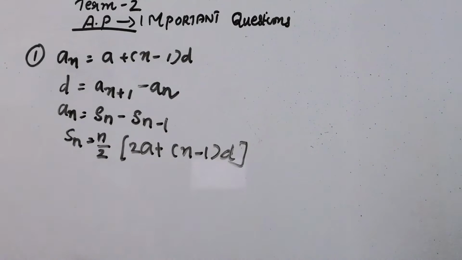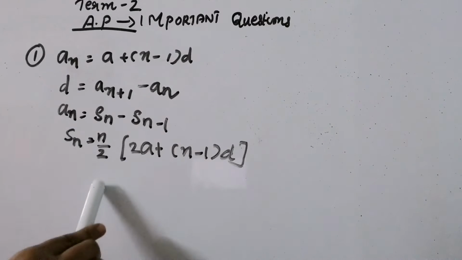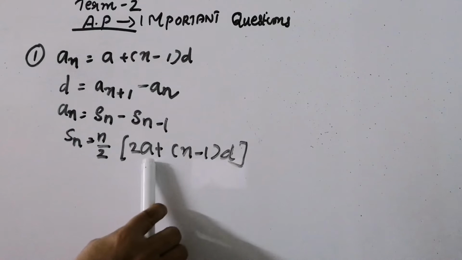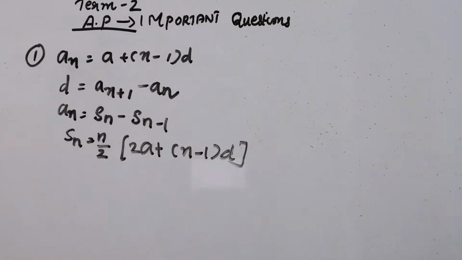Okay. So Sn is equal to the nth sum, the sum of n numbers. Sn is equal to n by 2 into 2a plus n minus 1 into d. Then clearly this a is the first term and d is the common difference. So we move to some of the problems.